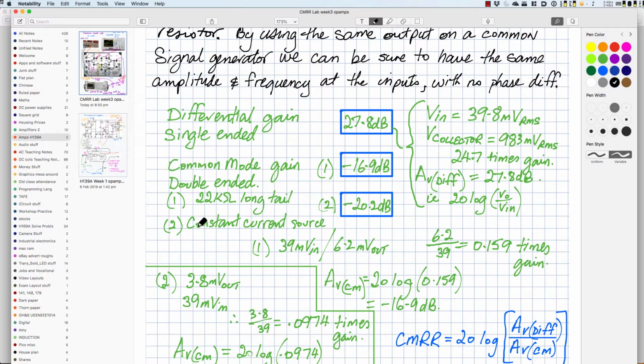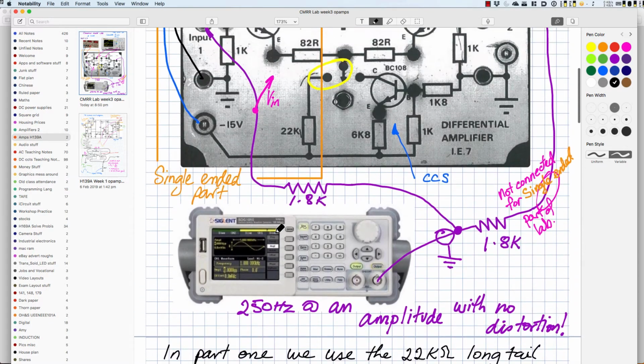There it was there. Scenario number 2, constant current source. Constant current source, I have a switch on the board.